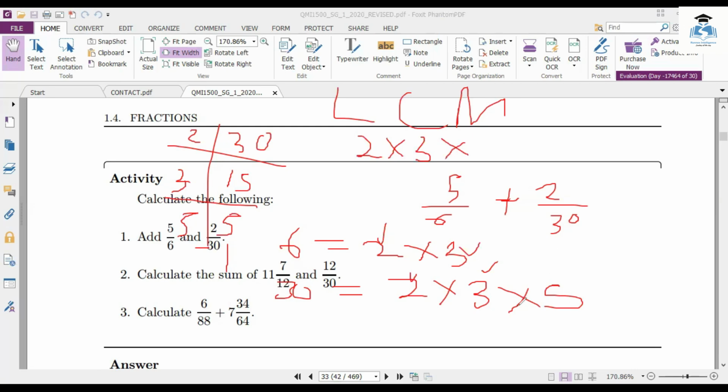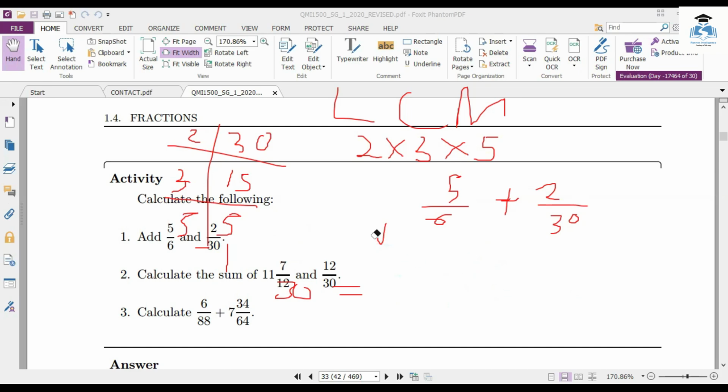Then we also look for the other factors that were not taken. So that's 5. So 2 times 3, that's 6. 6 times 5, that's 30. So the lowest common multiple for 6 and 30 is 30. So that's the one that you use as the common denominator.